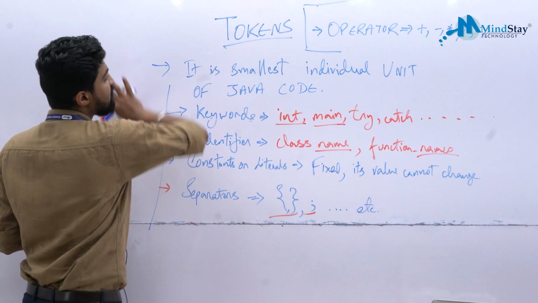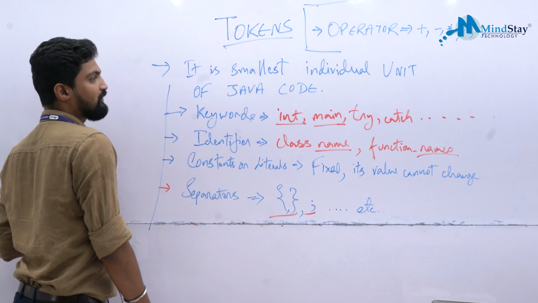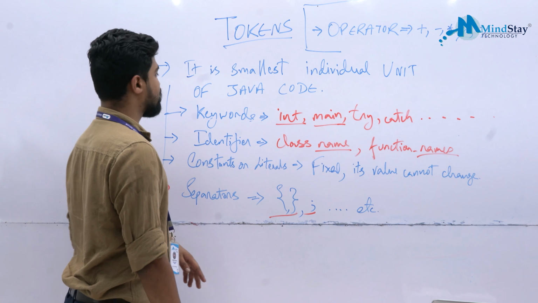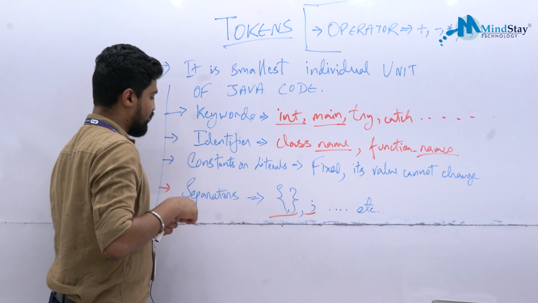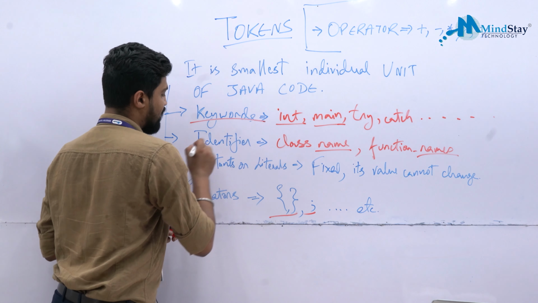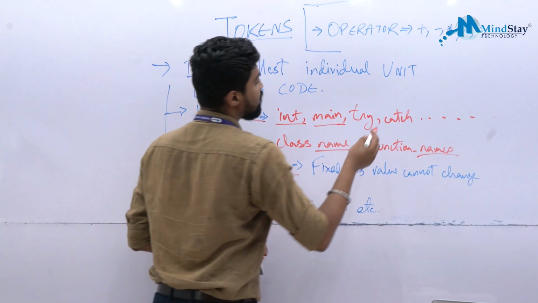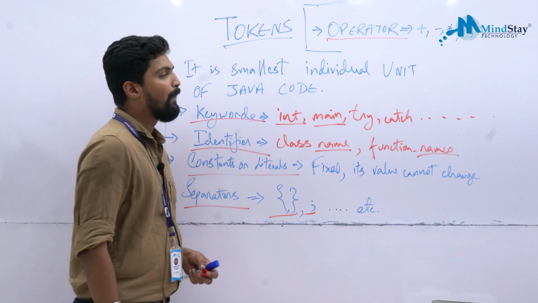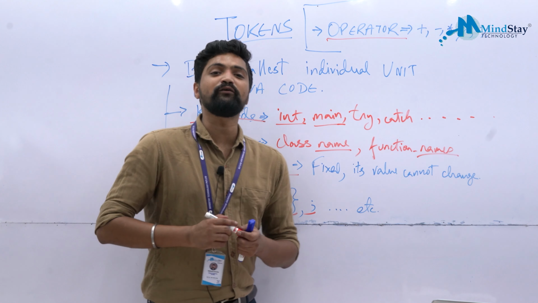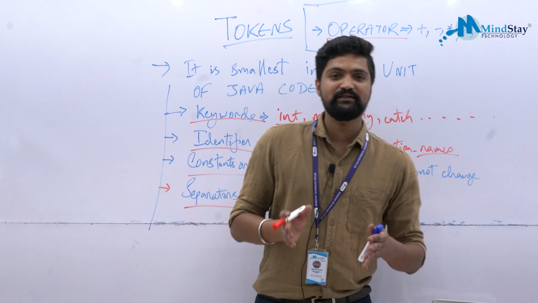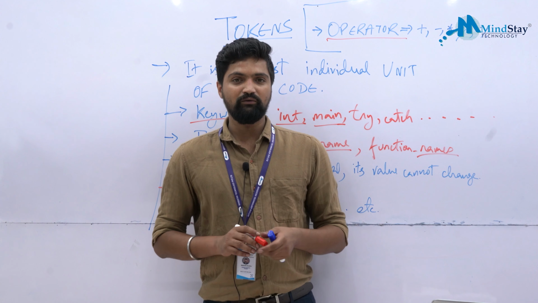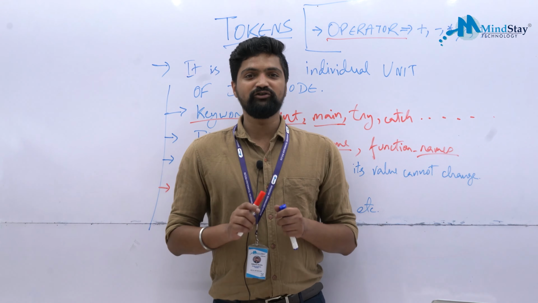So this is my entire Java code. In a Java code I'll have keywords, I'll have identifiers, constants and literals, maybe later on. We'll have separators, we'll have operators. And all of this together makes a Java code.